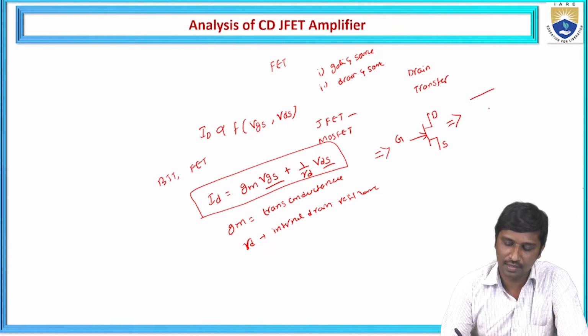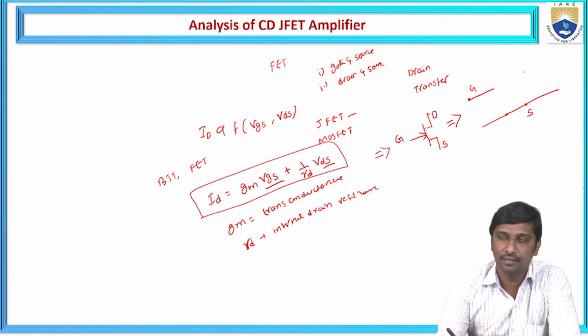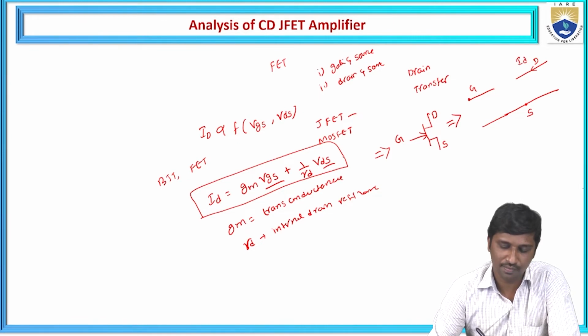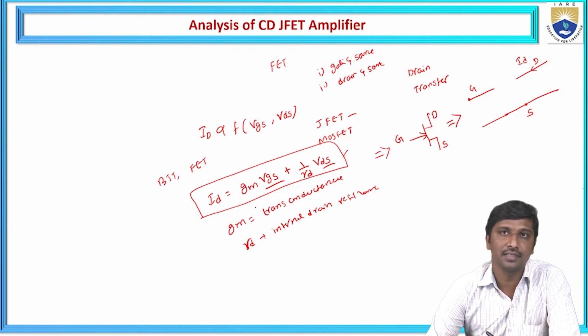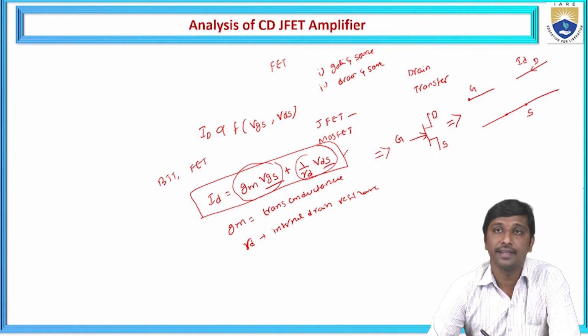So let us consider the input side. This is the gate, and this terminal is the common terminal, the source. On the output side, we consider the drain terminal. Let us take this as the drain. Now I'm going to represent the parameter ID by using this mathematical relation. According to the small signal model, for this JFET, ID is represented as gm times VGS. This is one current source, and this is another current source, that is VDS by rd.